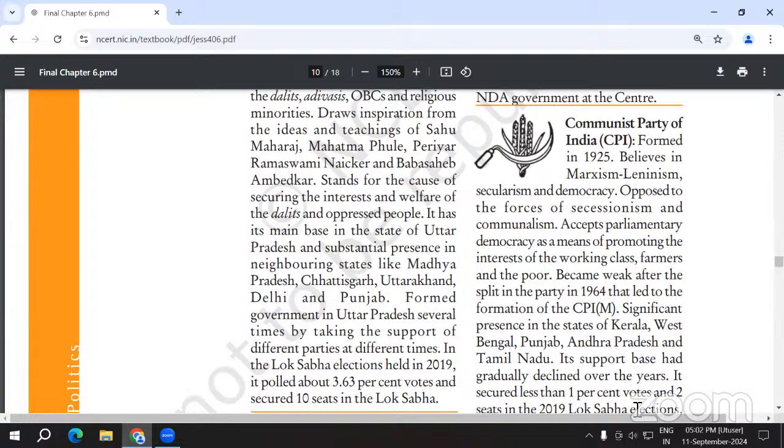Have you heard about this political party? Communist Party of India. Have you heard about Communist? What have you heard about? Farmers'? Just heard like that. Okay. For workers, for farmers, okay. What is the symbol? Sickle and grains.